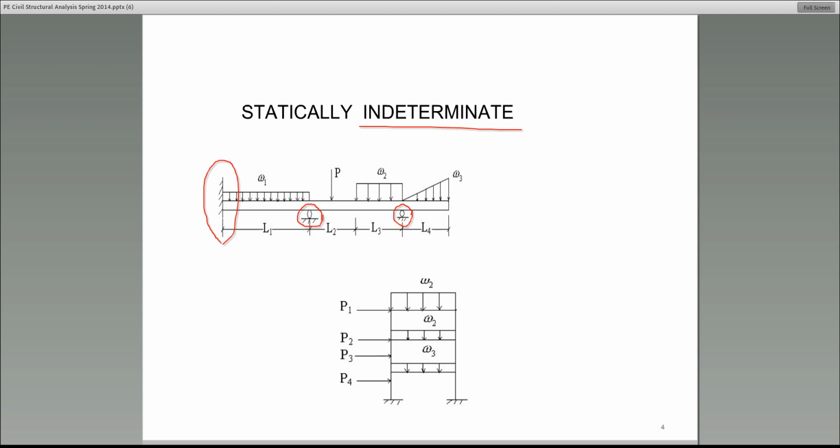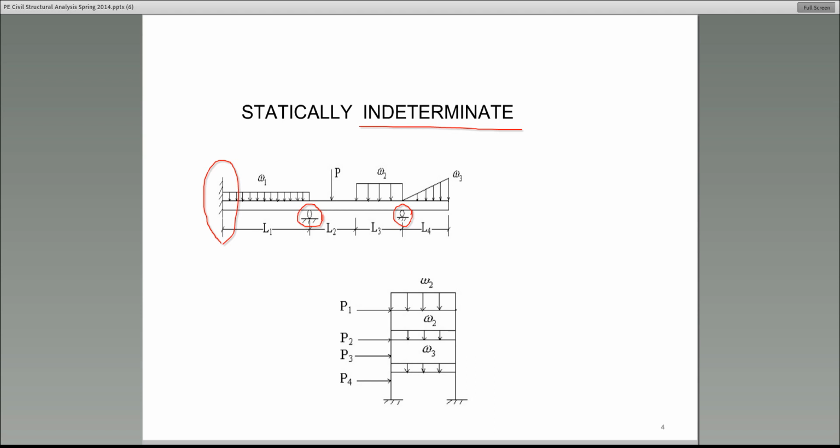Subtract the number of equations from the number of unknowns. In this case, 5 minus 3. The degree of indeterminacy is 2. All right? Or another way of asking is it's indeterminate to the second degree. All right, very good, very good.